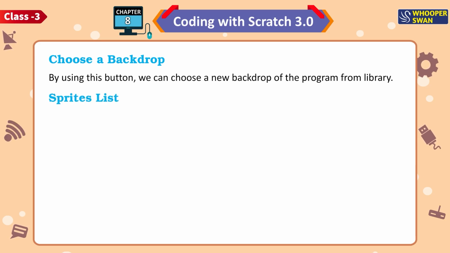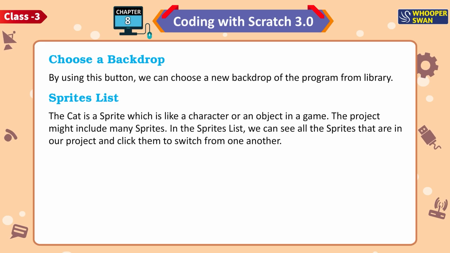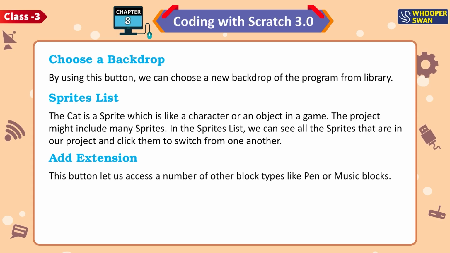Sprites list. The cat is a sprite which is like a character or an object in a game. The project might include many sprites. In the sprites list, we can see all the sprites that are in our project and click them to switch from one another. Add extension. This button lets us access a number of other block types like pen or music blocks.